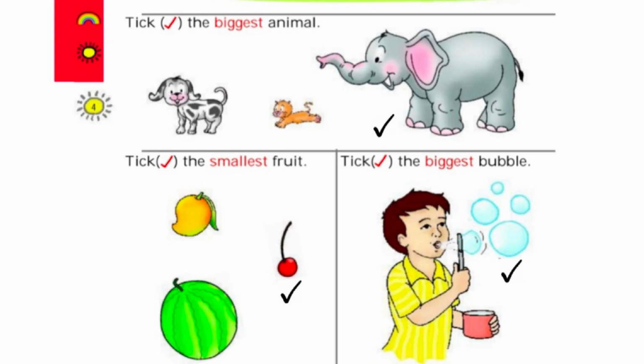Tick right the biggest bubble. There are 5 bubbles. The last bubble is the biggest among the other bubbles. Topic number 3 is top and bottom. Let's see with the example.